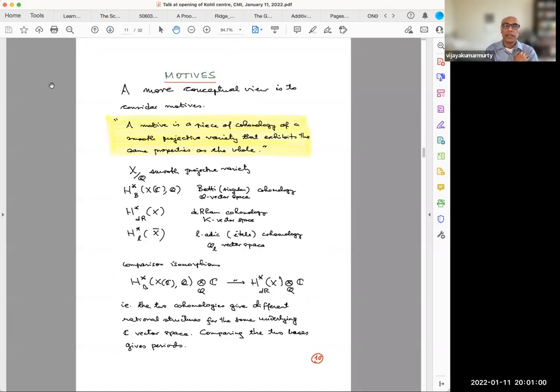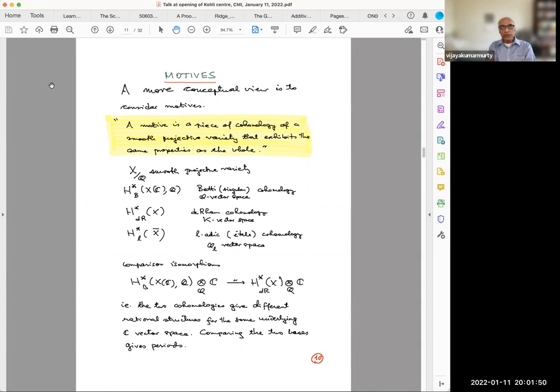So what is a motive? I'm going to be informal in this talk. It's a piece of cohomology of a smooth projective variety. So you have a smooth projective variety. It has all sorts of cohomologies. It has Betti cohomology, de Rham cohomology, étale cohomology. A motive is somehow a piece of that cohomology. So you can't ascribe it to a geometric object, but it seems to have all the same structure. It has a Betti structure, it has a de Rham structure, it has an étale structure, it has compatibility maps between the two. And it lives on its own. It's not necessarily constructed geometrically, but it has all this structure.